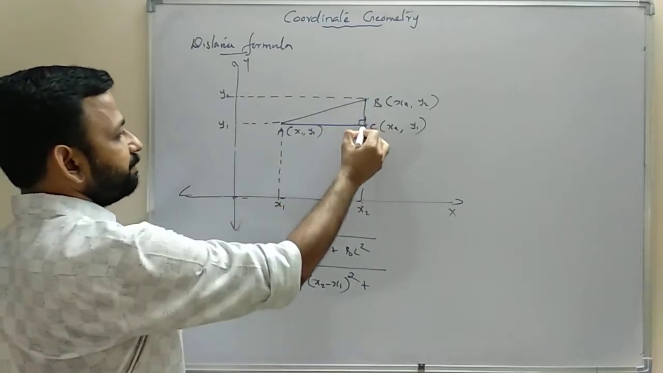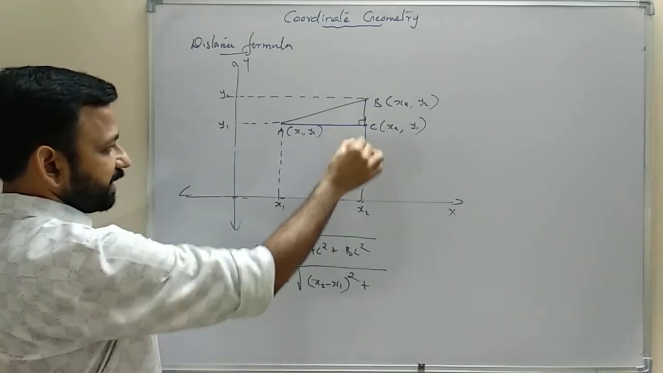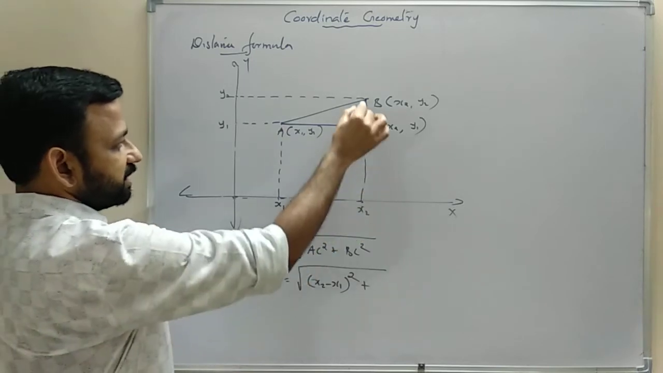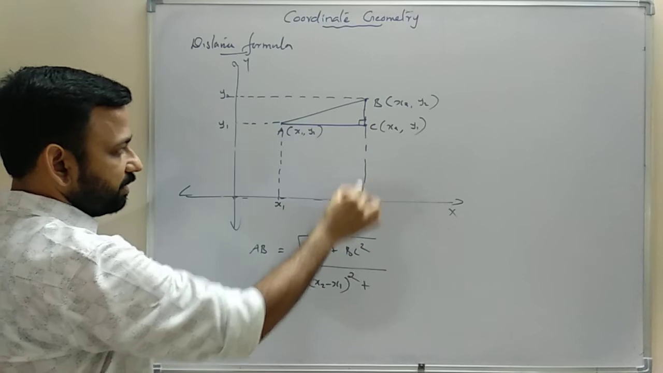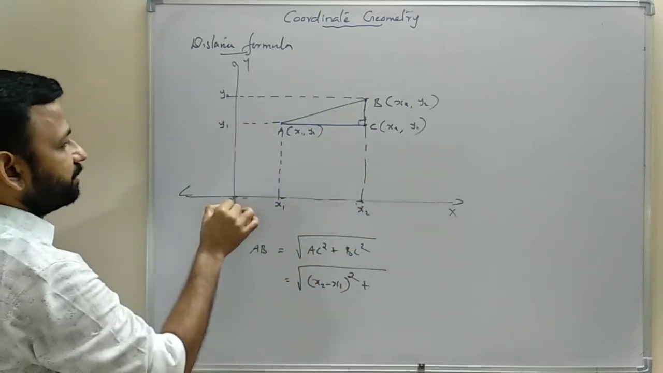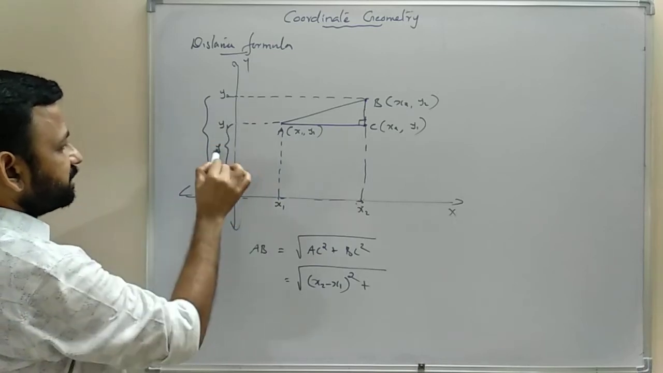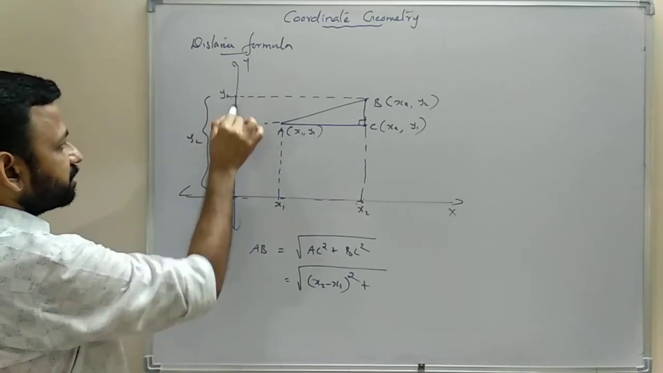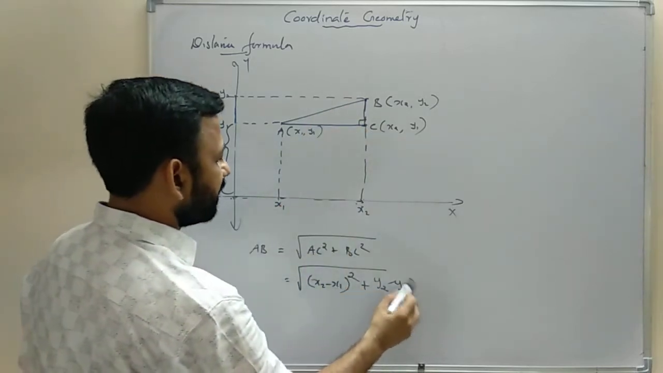Now we have to find BC. BC means this distance minus this one. So BC is equal to total distance minus distance from C. Here the total distance is y2. So y2 minus y1. This is y1, this is y2. So this distance is BC, that is y2 minus y1 all square.